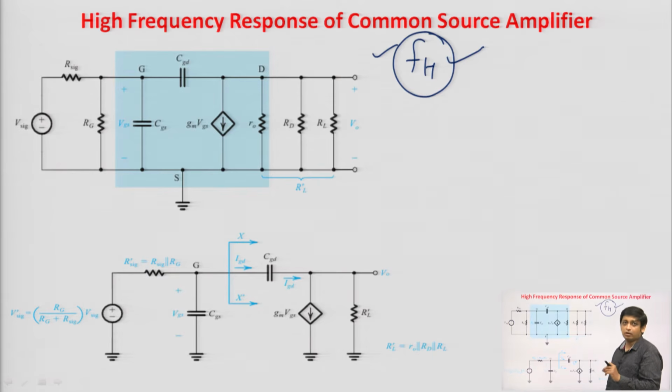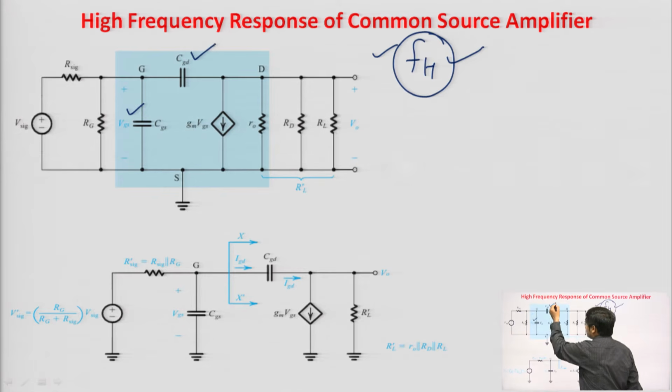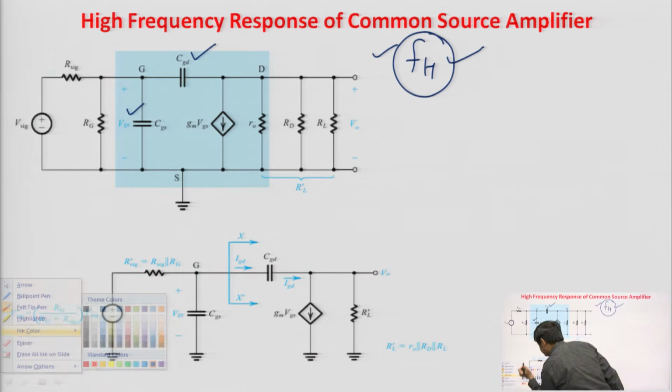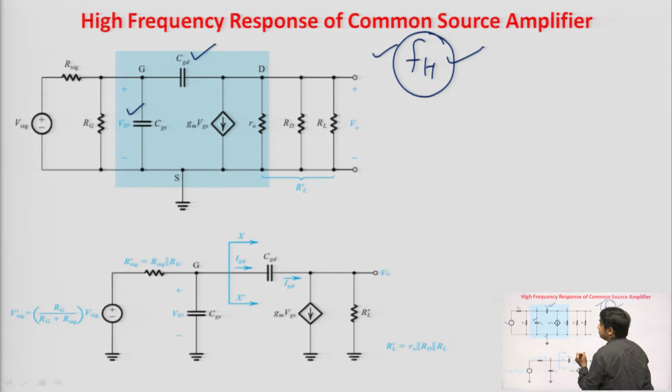In the high frequency model, we consider the internal capacitances. I had also discussed the internal capacitances in the last class. There are various internal capacitances formed in the MOSFET, fine. Out of those, two important internal capacitances are the gate to source internal capacitance and the gate to drain internal capacitance, and we are neglecting the body effect.